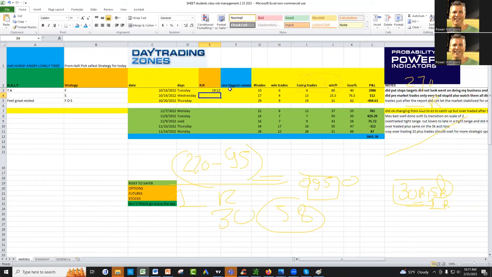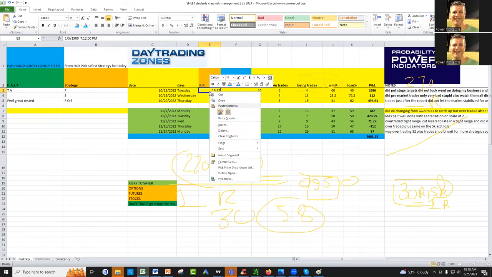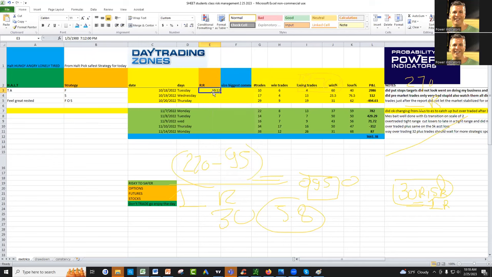It keeps on giving me a headache, but 5.8 would be the number. I don't know if there's something going on with the cell here. It keeps on giving me a time format instead of a number. How do you change the format from time to number? Anyway, you guys will figure that out. But that's where I want the risk ratio, 5.8. Are we clear? Okay.